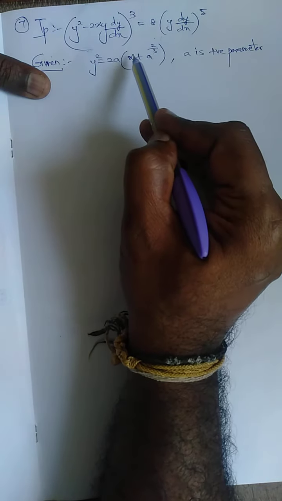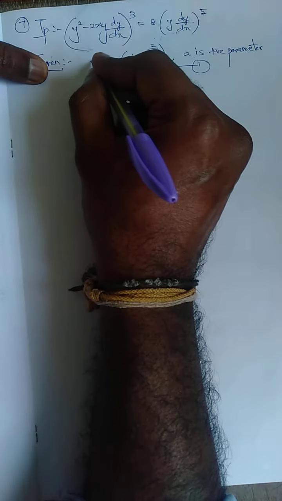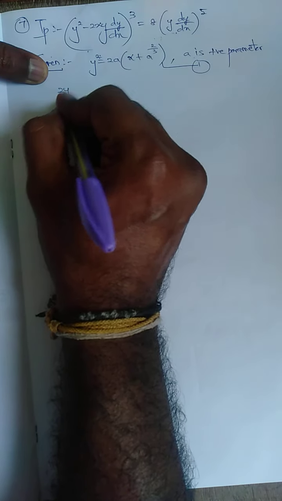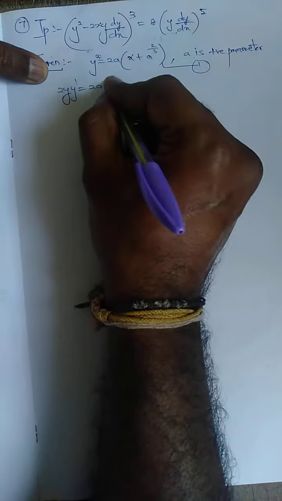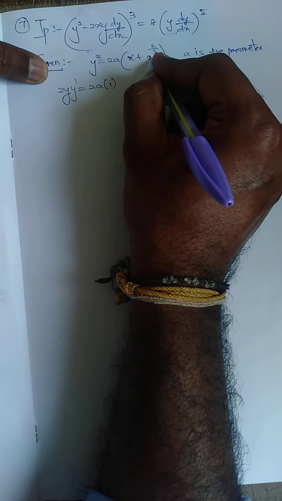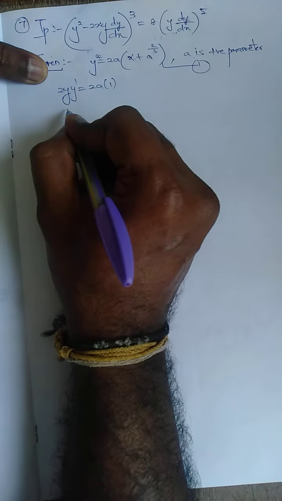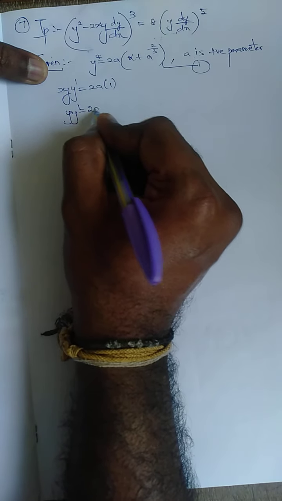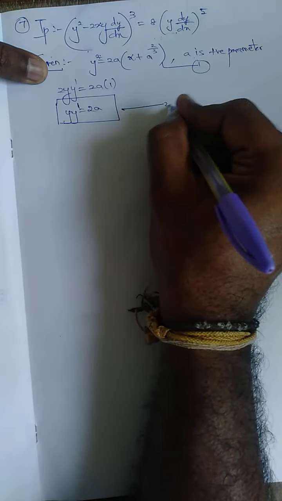This equation's solution is this one, so I need to prove it, where a is the parameter, an arbitrary constant. We keep this as equation 1. Differentiating y square: first bring down the power, 2y, and y differentiates to y dash. 2a is a constant, x differentiates to 1 and a differentiates to 0. So I can cancel the 2 and the 2, and it becomes y dash is equal to 2a. Since 2a is still present, I need to eliminate it. Keep this as equation 2.